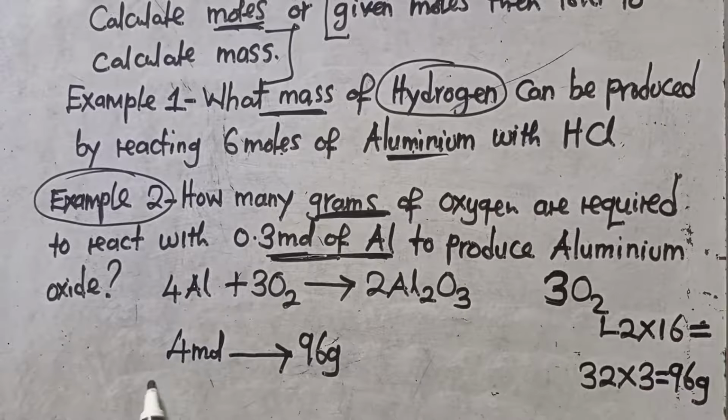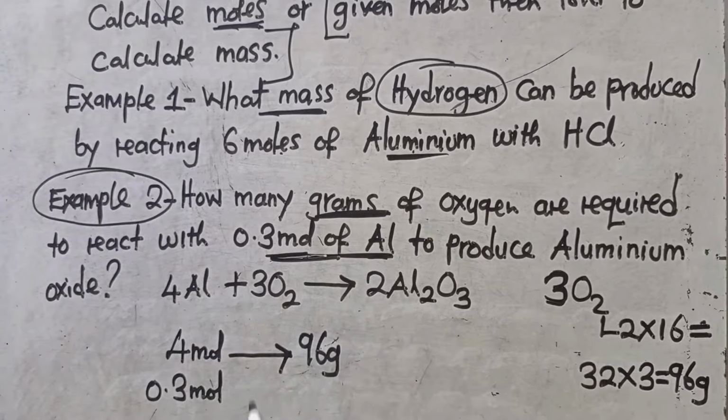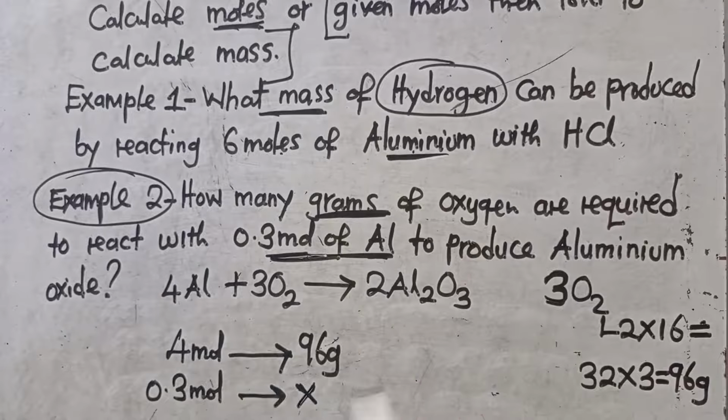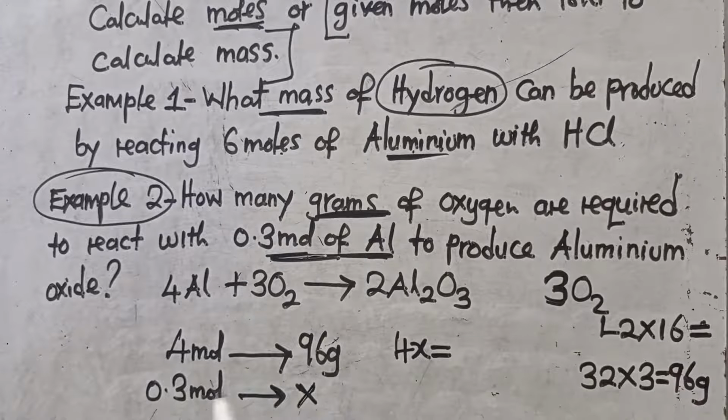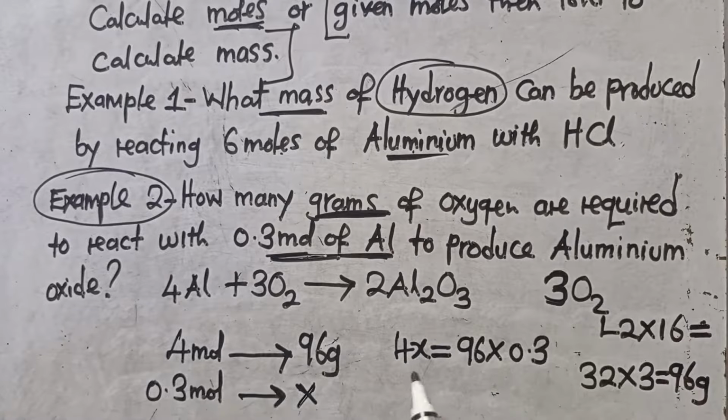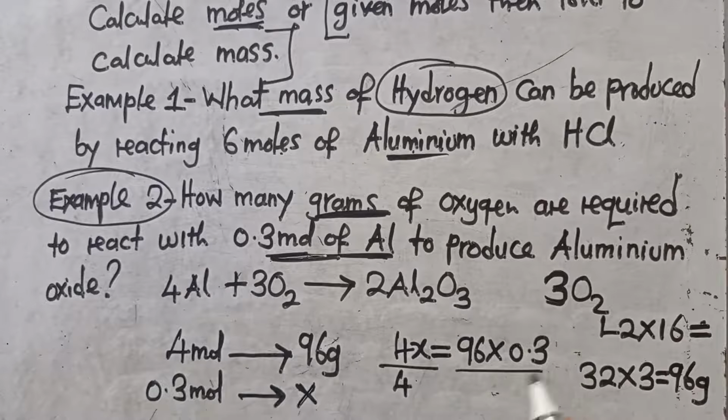Then I'm given 0.3 moles of aluminium. I equate to oxygen, which is x. From here, what am I going to do? x times 4, it is 4x, which is equal to, I multiply 96 by 0.3. Here I divide throughout by 4. I divide even there by 4. These are steps that I need to do.